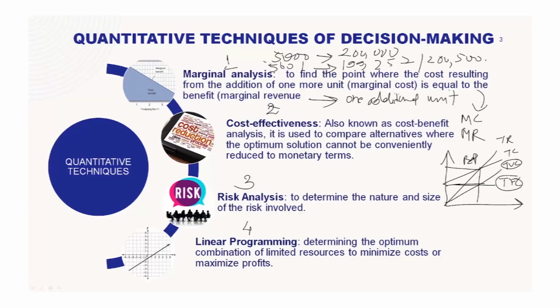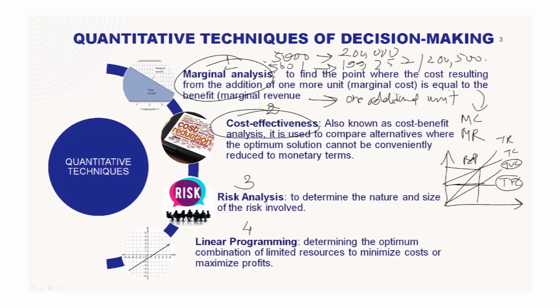So when the company is getting the break-even point, then the company will be taking the decision to continue with the operation. Okay, so this is the marginal analysis. Second is your cost effectiveness. Cost effectiveness means how you are able to manage the cost of the total unit of the product that you are manufacturing.